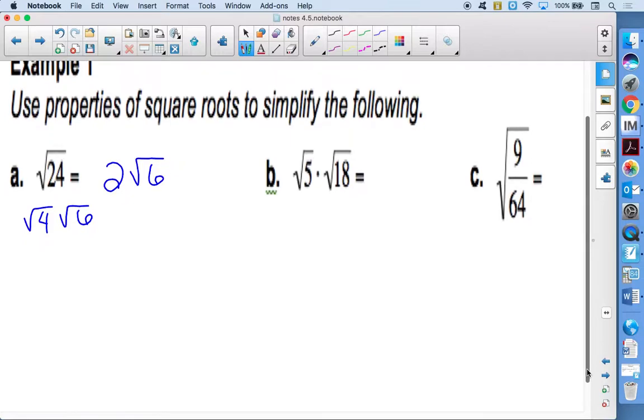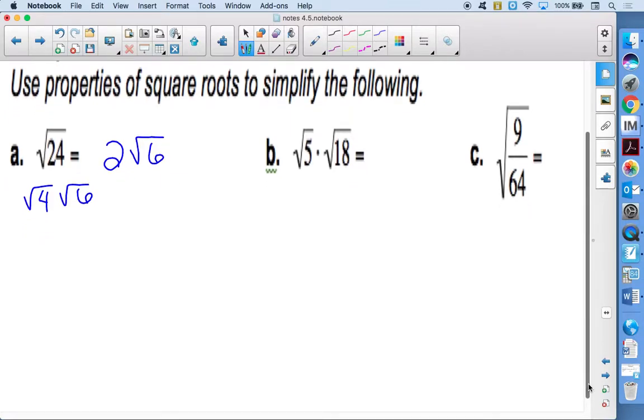What would we do with letter B? The square root of 5 times the square root of 18. What would you do with that? Zach, what do you think? Well, what I did was I split 18 into the square root of 9 times the square root of 2. And then I got 3 times the square root of 2, and then I multiplied the square root of 5 to get 3 times the square root of 10.